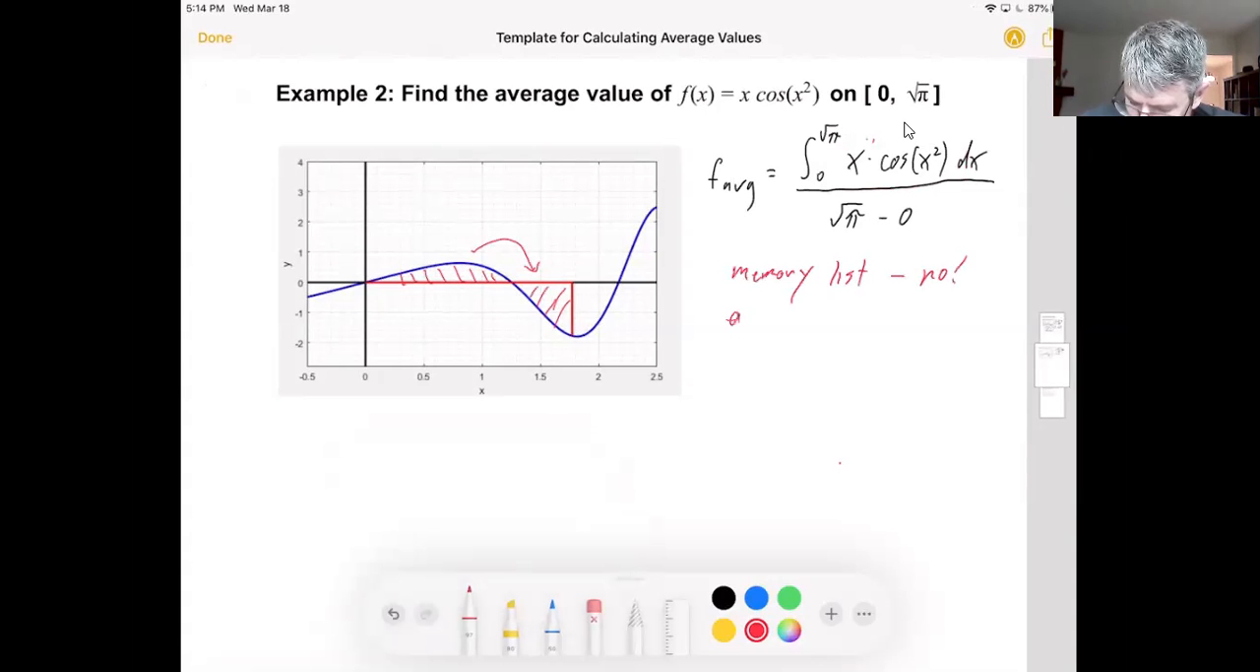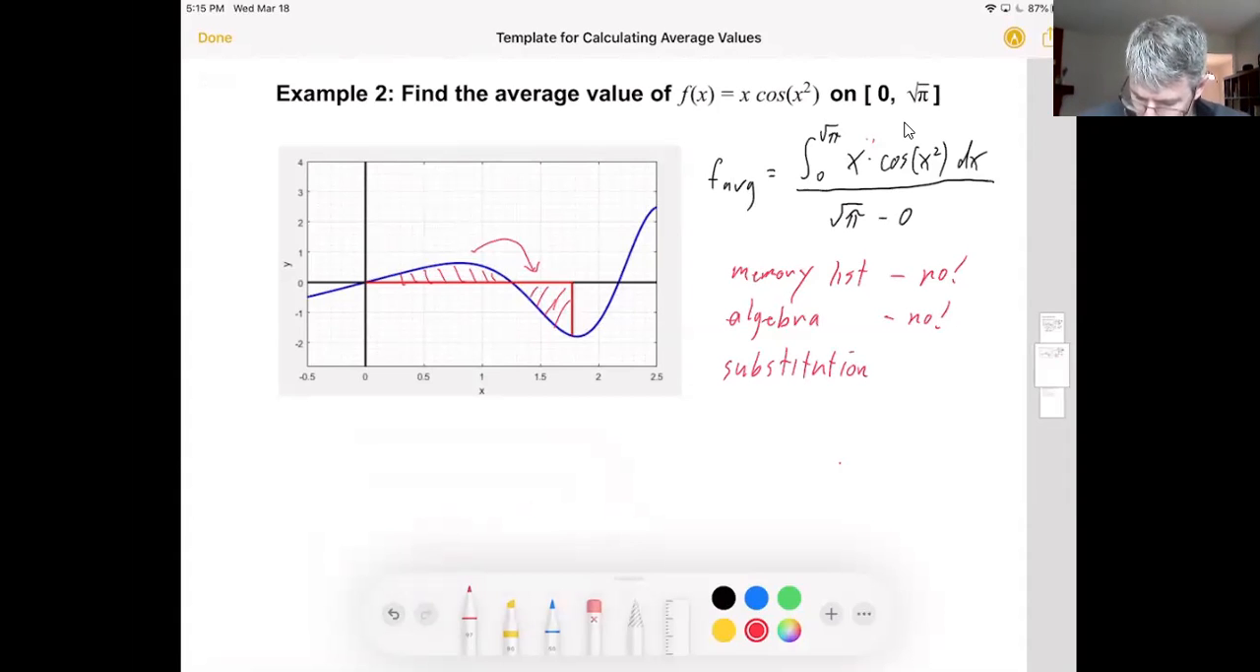Can we do algebra to make it match the memory list? And in this case, the answer is no. Multiplying, we can't multiply the x times the cosine of x squared and get anywhere. So that's not helpful. So the next choice is substitution. And that will work very nicely in this problem.